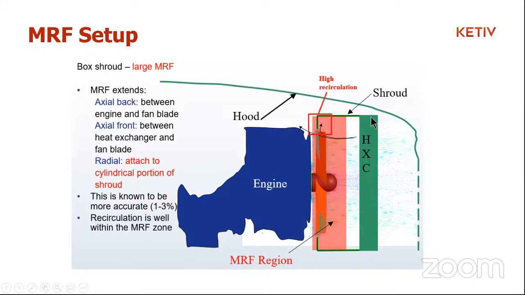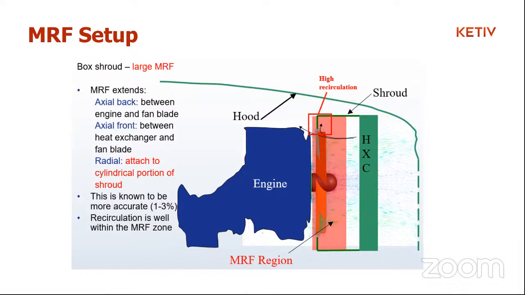Then you have the fan, and then you have a heat exchanger over here. And this green line over here depicts the shroud of the fan, right? Now, when you're setting up a moving reference zone for this particular fan, how do you determine the extent of the zone? Because this you have to set up in the pre-processing stage. You have to create a separate volumetric domain for this part over here. So how do you determine how big or how small does this have to be?